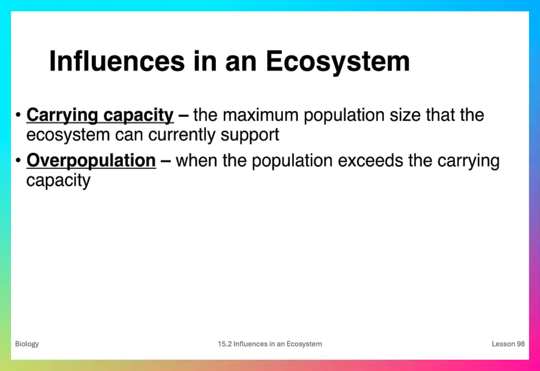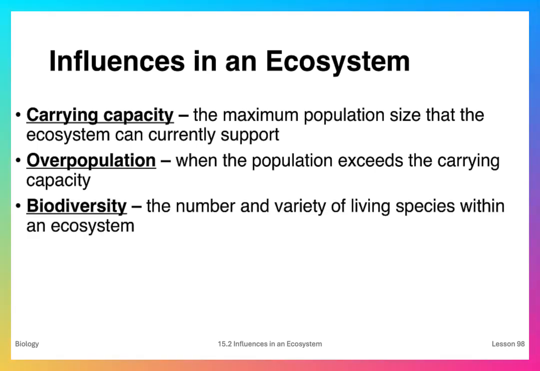And so overpopulation can occur, and many times when man intervenes to try to fix one problem or another, they can cause a problem that they don't even realize they're causing. Now, within the ecosystem, there's something known as biodiversity, and this is, as it says here, the number and variety of living species within an ecosystem.